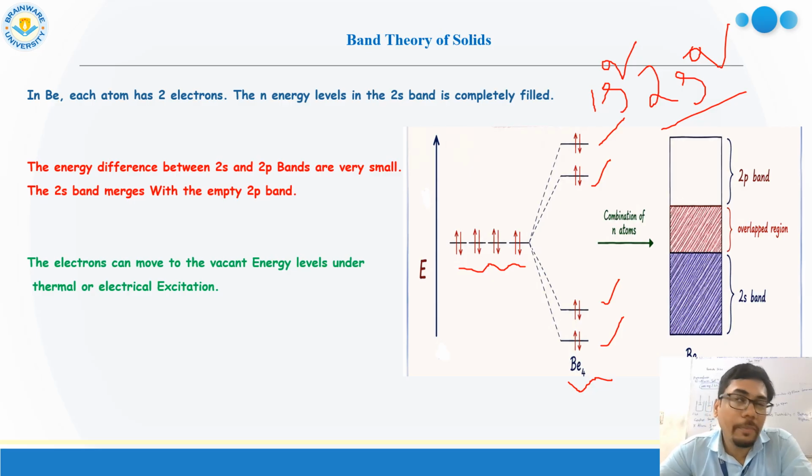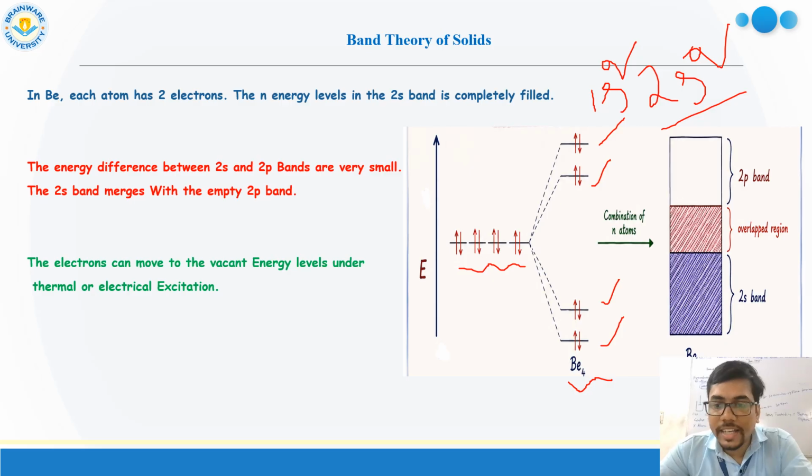So a valence band may be partially filled or completely filled by electrons. So here 2s is the valence band, the 2s band, and that is completely filled by electrons. So above the 2s there must be a 2p band, and as there are no electrons in the 2p orbital, the 2p band is basically vacant. So this is called the conduction band.